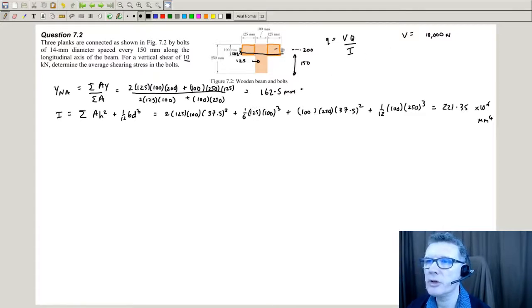Now let's look for the Q. So here you've got decisions. What do you want your Q to be? The logical thing would be to imagine we're going to take one of these blocks and try and shear it away from the rest of the body. So I'll take this block here, and I imagine that this is now going to try and get sheared away from that other block. So let's work out the Q for that.